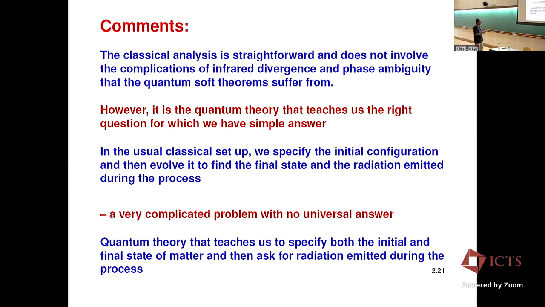Okay, so this is what I have said here, that quantum theory is the one that teaches us to specify both the initial and the final state of matter and then ask for radiation emitted during this process. So that, I think, is in some sense the central role of what the quantum soft theorem taught us. Even though now we don't need the quantum soft theorem, we can just do a direct classical analysis to get all the results.